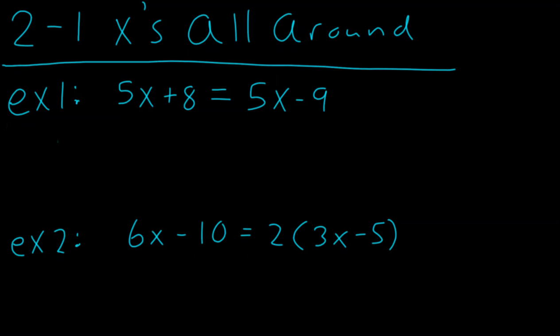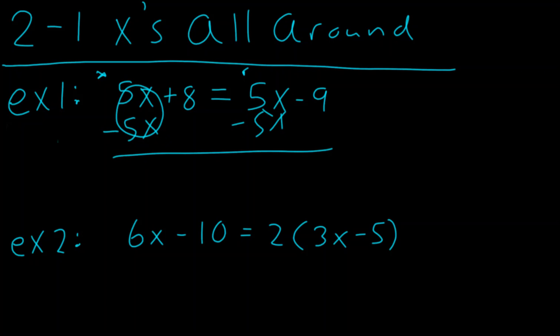Now typically we're going to move the smaller x, but in this case you'll notice 5x is the same as 5x. So it really doesn't matter which one you move. Now since it's positive, we will subtract 5x from both sides, and wait a second, that zeroes out, and we get 8 equals, and 5x minus 5x also zeroes out, and we're left over with that negative 9, and we get 8 equals negative 9.